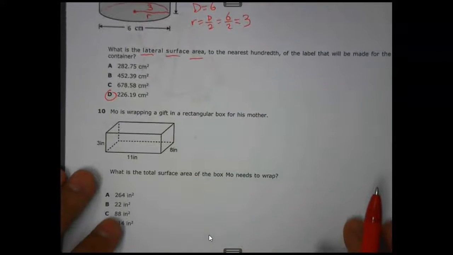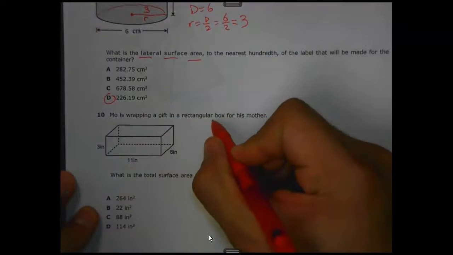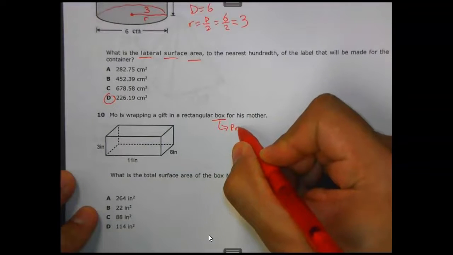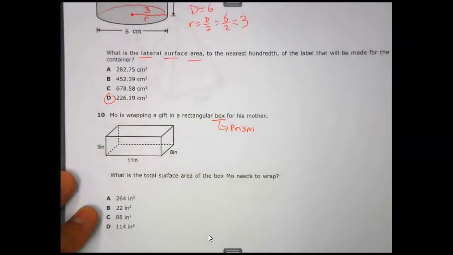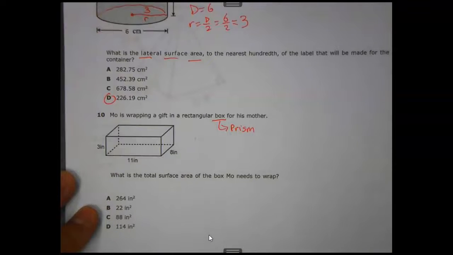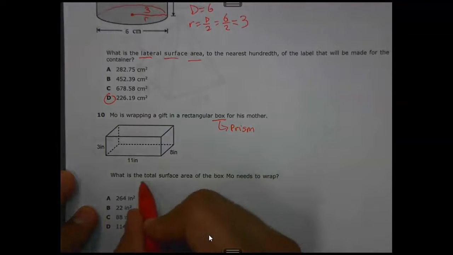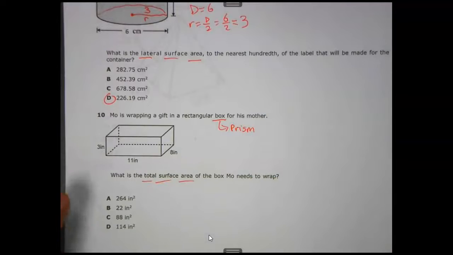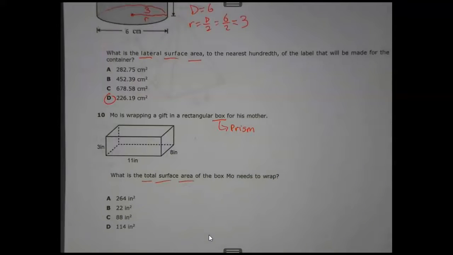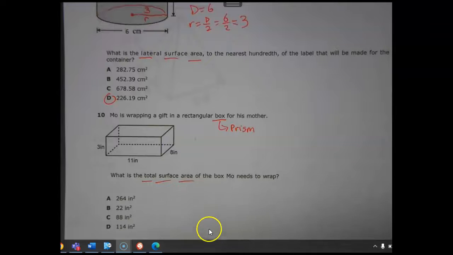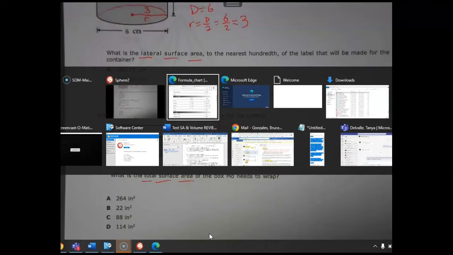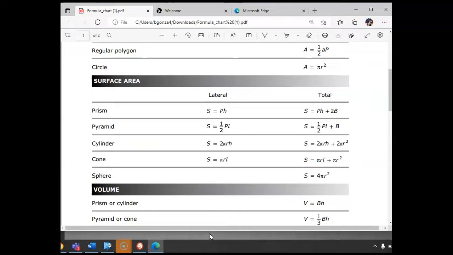Okay. Number 10, Mo is wrapping a gift in a rectangular box. Now, a box is a prism. So Mo is wrapping a gift in a rectangular box for his mother. We've got a prism. What is the total surface area? So we've got TSA, total surface area of a prism. Let's go ahead and find that formula. Total surface area of a prism is pH plus 2B.